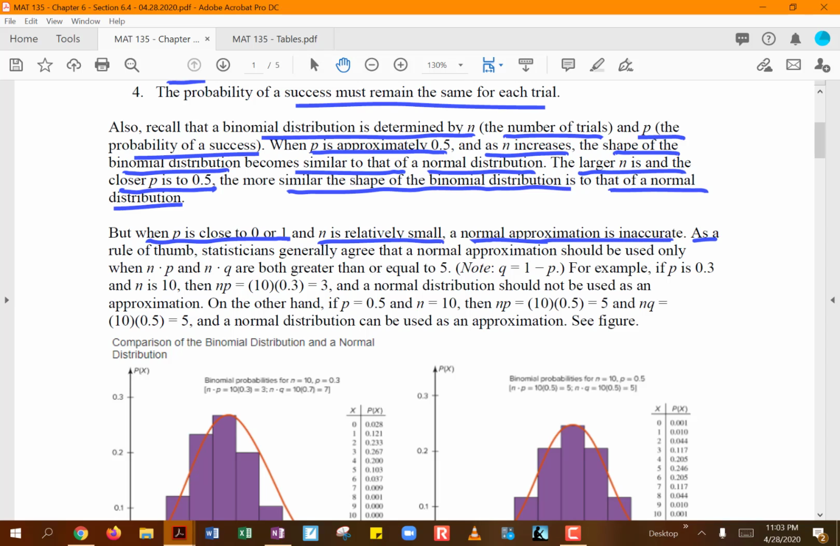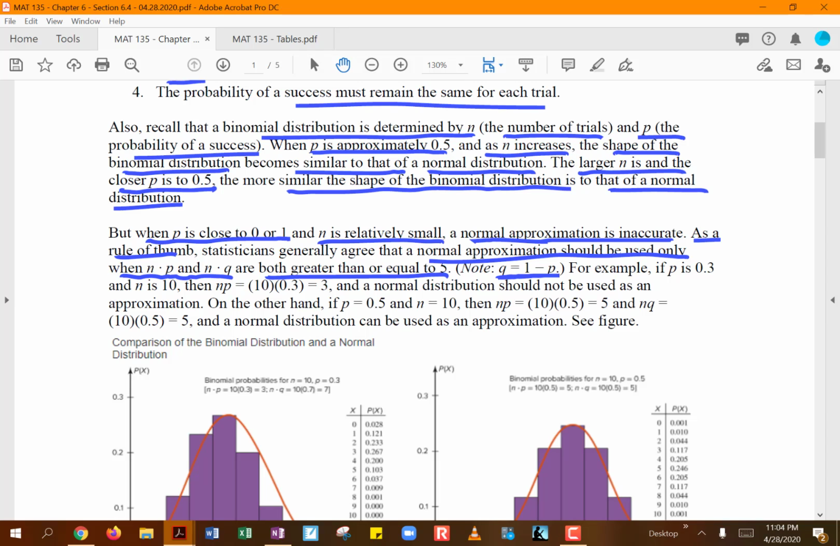So we are saying, as a rule of thumb, statisticians generally agree that a normal approximation should be used only when your n times p and n times q values are both greater than or equal to 5. So when you multiply n times p and you get a number which is 5 or larger, and same thing with n times q, if the number is 5 or larger, then you can use normal approximation. And remember, we calculate q by doing 1 minus p.